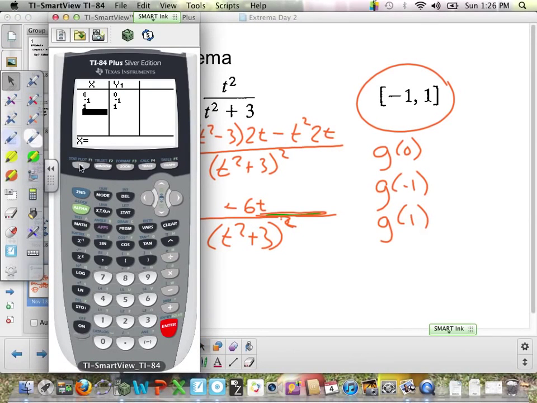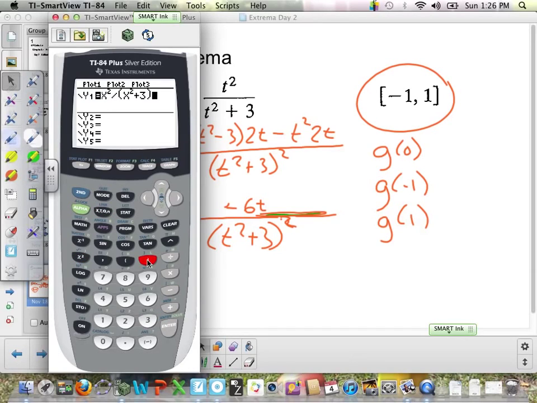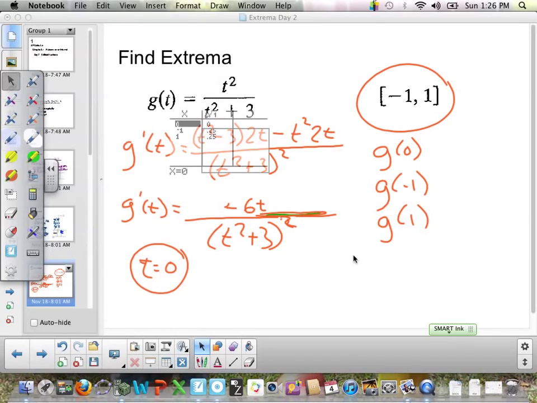All right, our function is x squared divided by x squared plus 3. And we'll go to our table. We'll check 0, -1, and 1.